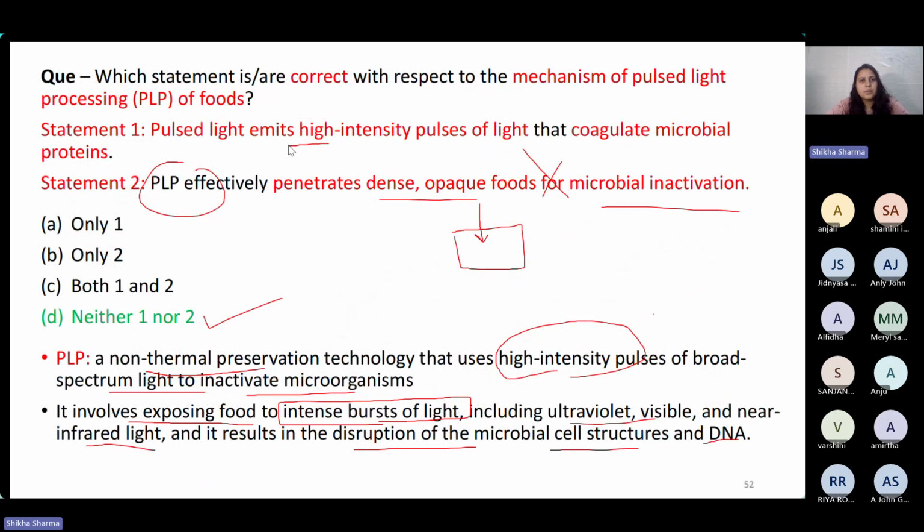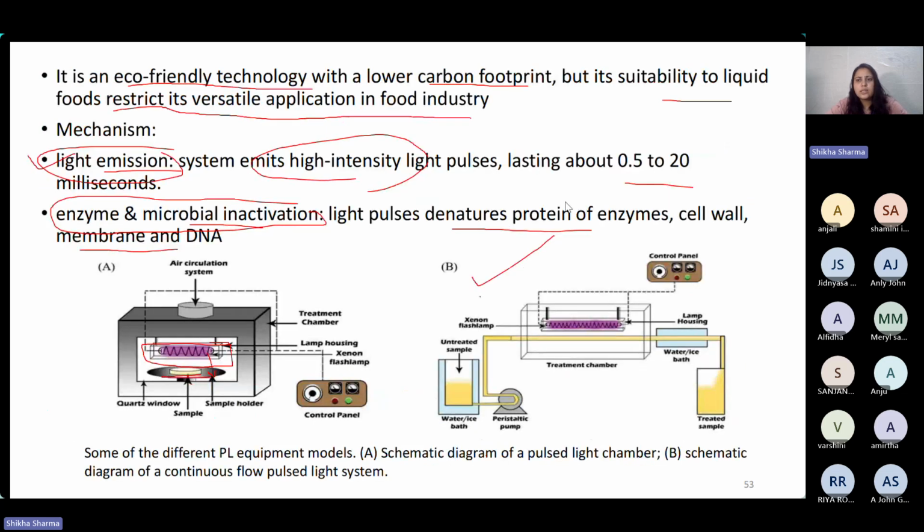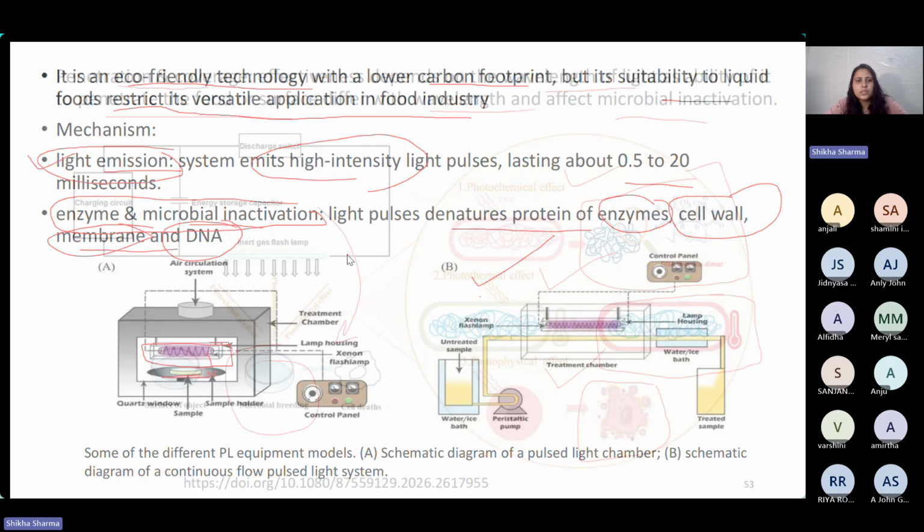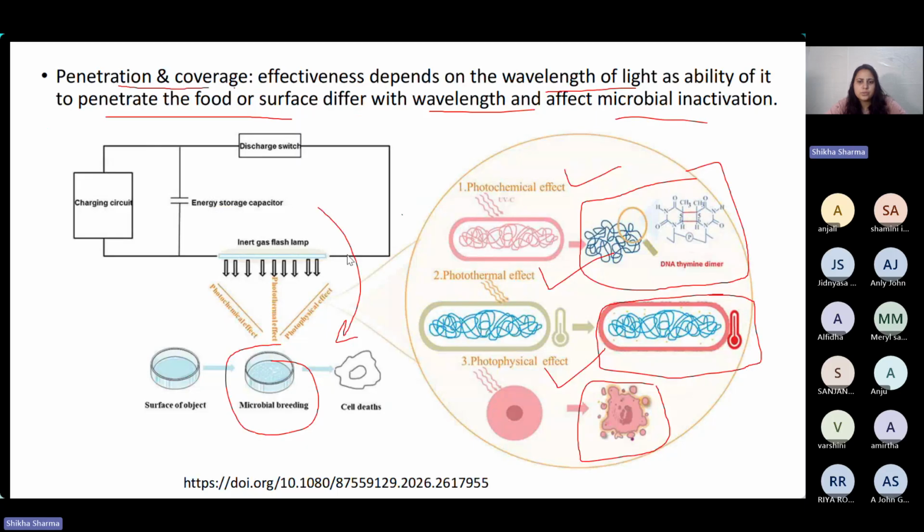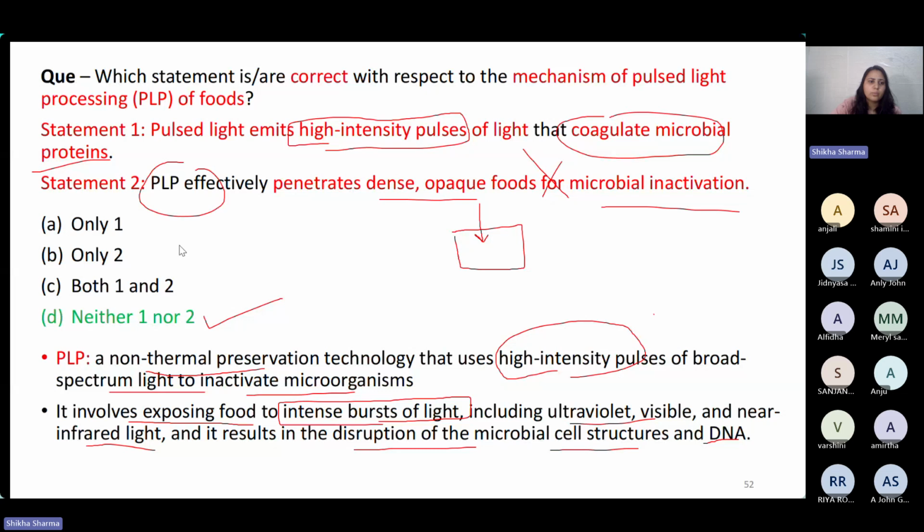And pulse light emits high intensity pulses of light, which is correct, but it doesn't coagulate microbial proteins exactly. It affects the enzymes, the cell wall, DNA and membrane proteins. It denatures them and changes their structure such that they become inactive and are not able to perform their primary purpose. So here answer D is correct.